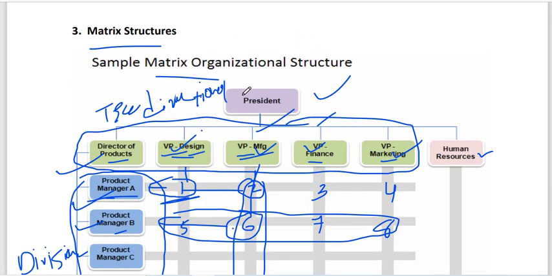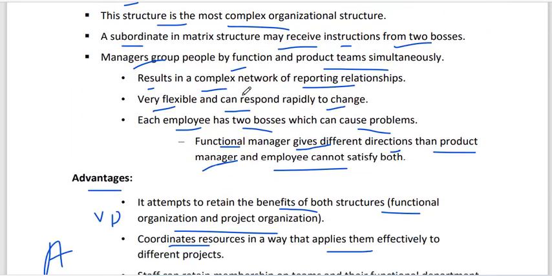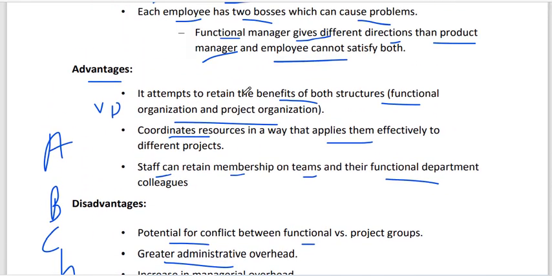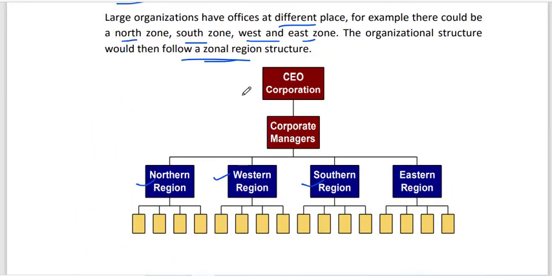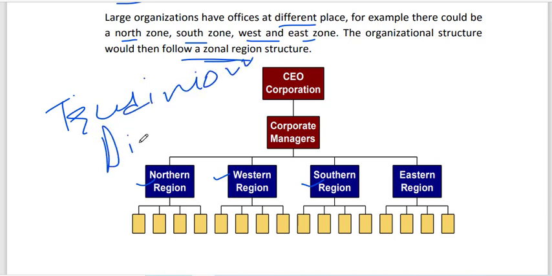So these are the matrix organization structures. Now we have completed the types of organization structure. One is traditional, in which we learned three different types. Then divisional, in which we also have three different types of structure, and last is matrix. Matrix is only one structure, a combination of two, traditional and divisional. So now we have completed the types of organization structure.